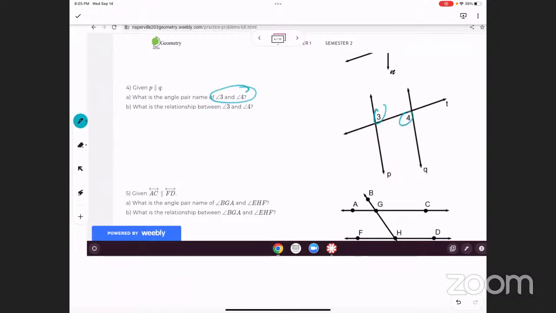You see how they're on alternating sides of this line? This line is called the transversal. T is called the transversal. You see how these angles are on alternating sides? So those would be called alternate interior angles. Alternate interior angles, because they're on opposite sides of the transversal, and they're both on the inside of the parallel lines. So these are called alternate interior.